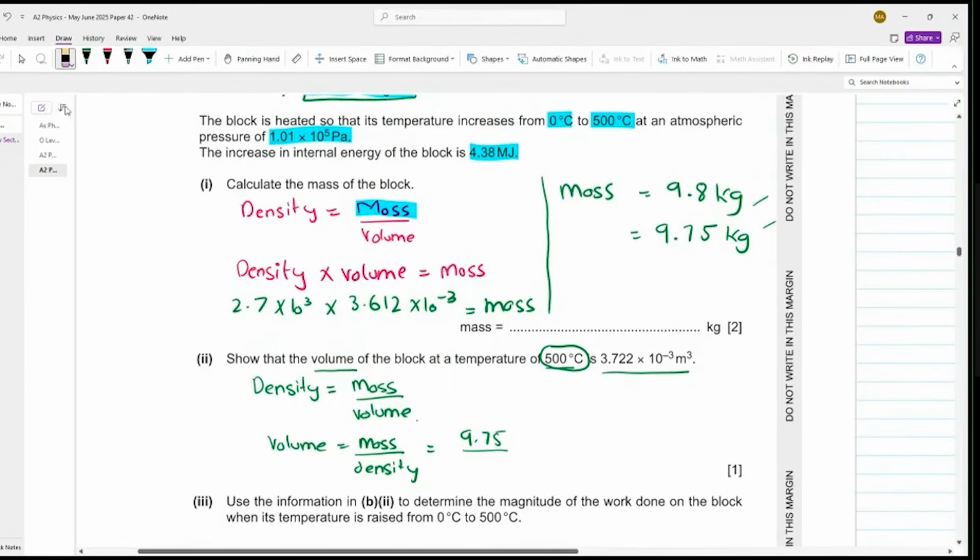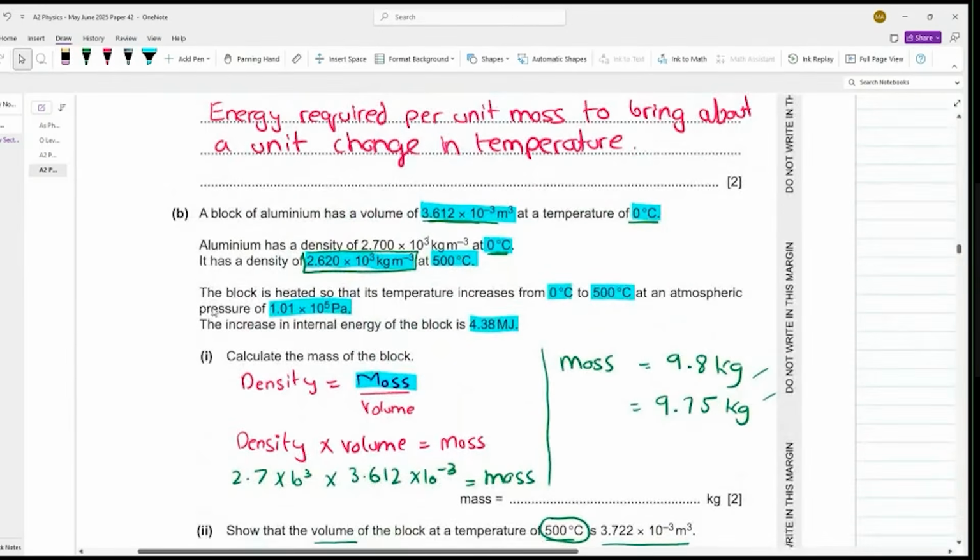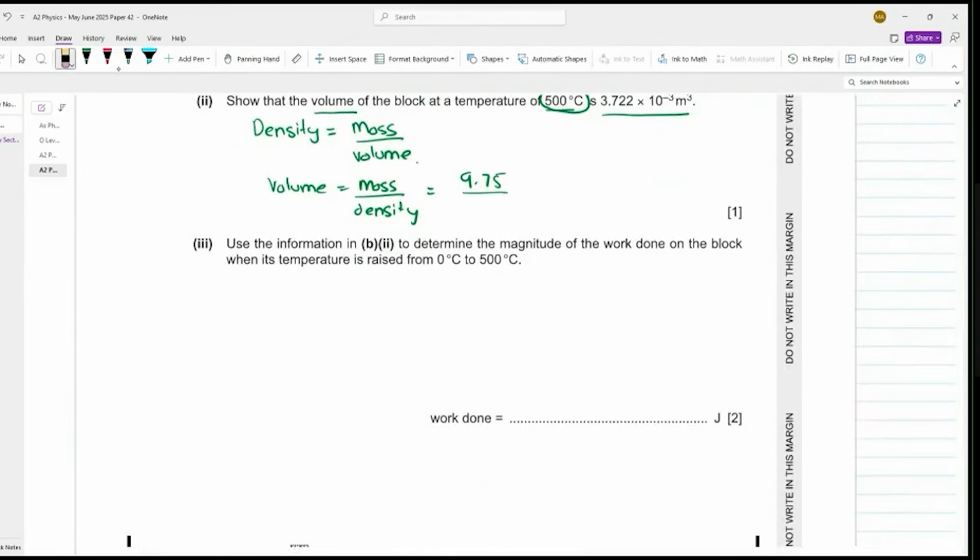What does your density comes out to be? 2.62, 10 raised to the power of 3. Divide कर दो. Can you calculate the volume? 9.75 over 2.62, 10 raised to the power of 3. This comes out to be what? 3.722, 10 raised to the power of minus 3. Simple.